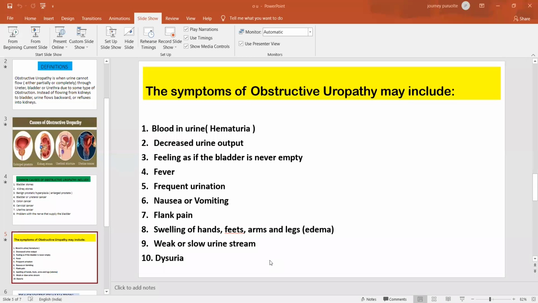Yes, ma'am. So that swelling can also occur if someone has obstructive uropathy, and there will be a weak or slow urine stream. Obviously when there is obstruction, you might pass the urine, but the urine stream might be very slow. You might pass the urine very slowly, and there can be dysuria. Dysuria means it is a burning sensation during micturition, or urination. So this was all about the symptoms. Are you clear with the symptoms, all of you?